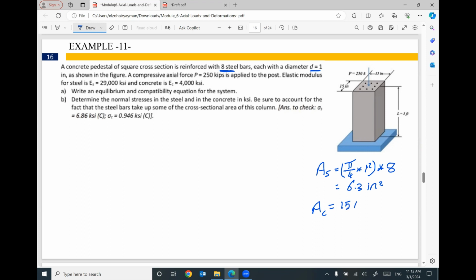And the area of concrete, we have a square cross section 15 by 15, so it will be 15 inch times 15 inch. Don't forget to subtract the area of steel because the steel rebars are embedded. So 15 times 15 minus 6.3, I got 218.7 inch square. The total applied force on this composite column equals 150 kip.